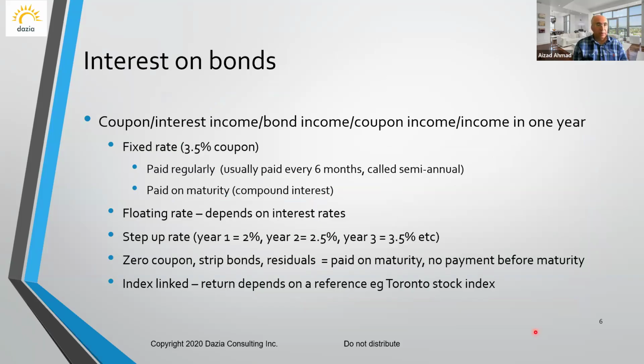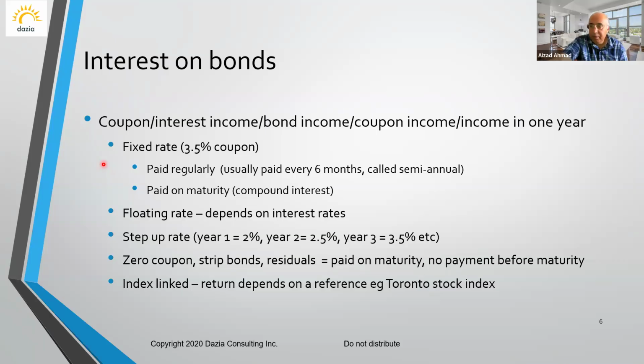So next we talk about interest on the bond. We already mentioned the coupon is the interest income. That is also another name for it. It's also known as the bond income, the coupon income, the income in 1 year. So in 1 year, how much are you getting? Now, we mentioned previously, the regular bond has a fixed rate. For example, fixed rate is 3.5%. So 3.5% annually, they will get that. It is paid regularly. Usually most bonds pay every 6 months. So January 1st and then June 30th, they'll be paying out, or maybe other dates every 6 months. And this is called a semi-annual bond. The semi-annual bond pays regular income throughout the duration of the bond.